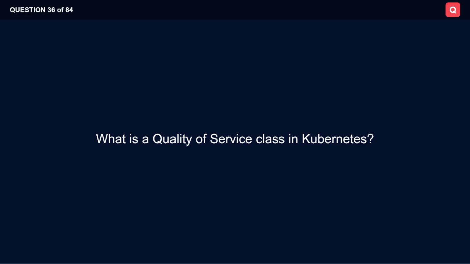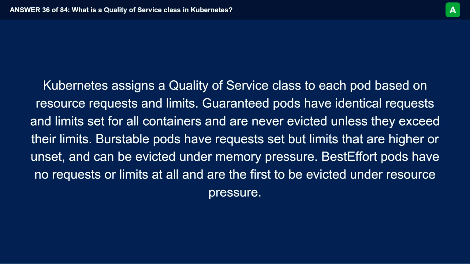What is a quality of service class in Kubernetes? Kubernetes assigns a quality of service class to each pod based on resource requests and limits. Guaranteed pods have identical requests and limits set for all containers and are never evicted unless they exceed their limits. Burstable pods have requests set but limits that are higher or unset and can be evicted under memory pressure. Best effort pods have no requests or limits at all and are the first to be evicted under resource pressure.